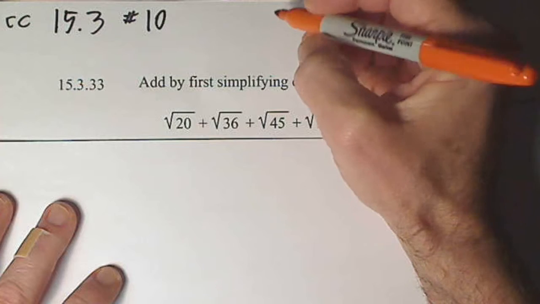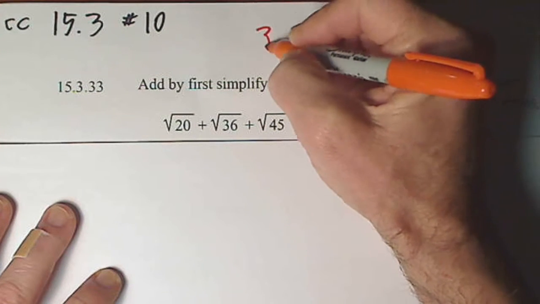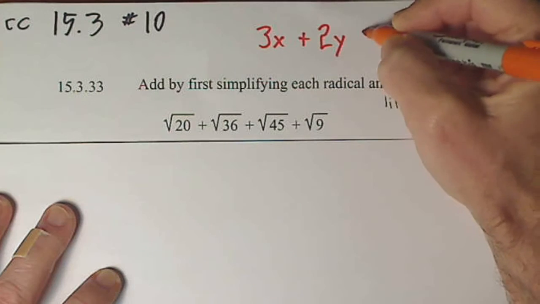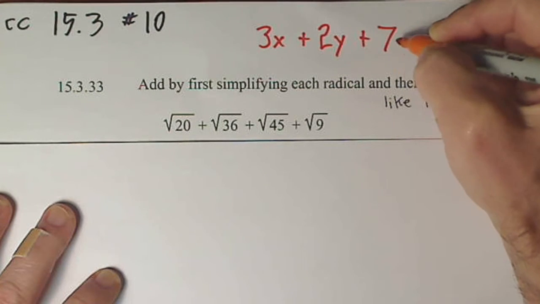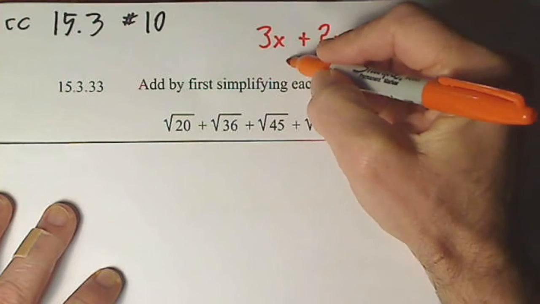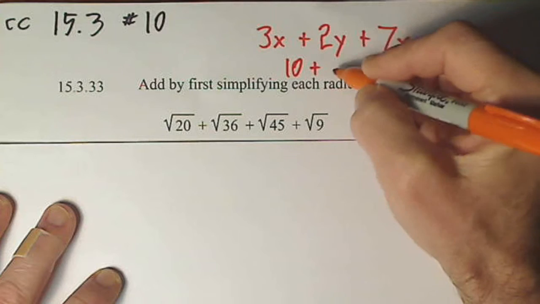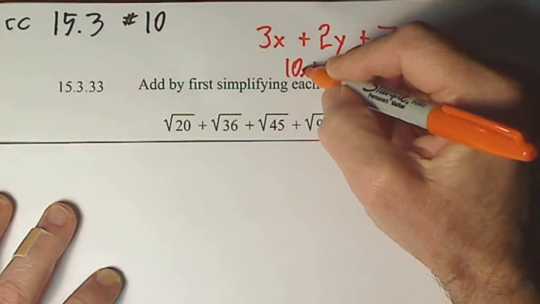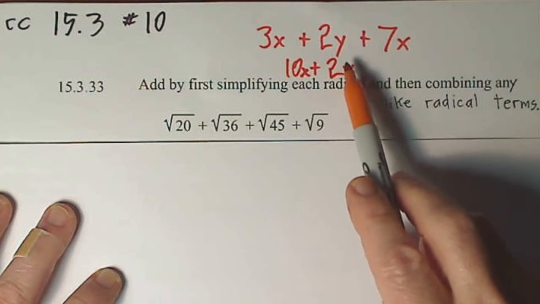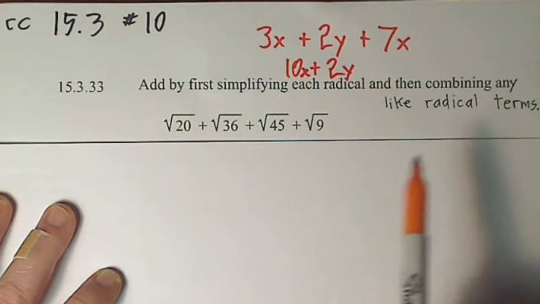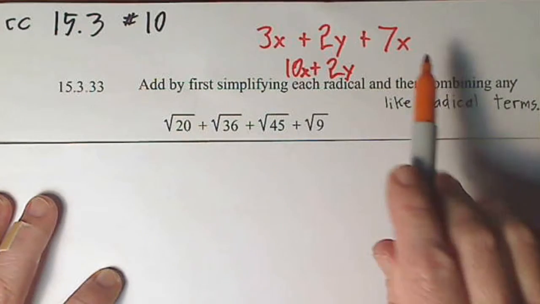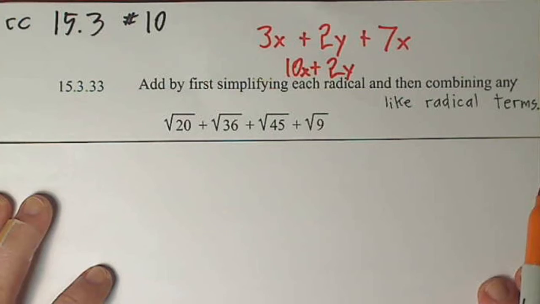If you had, for instance, 3x plus 2y plus 7x, you could combine your two like terms, the 3x and 7x. That would give you 10x. But this 2y, 10x plus 2y, you wouldn't be able to combine that because it's not a like term. Okay, it's the same thing with radicals. They have to be exactly the same if we're going to add or subtract radical terms.